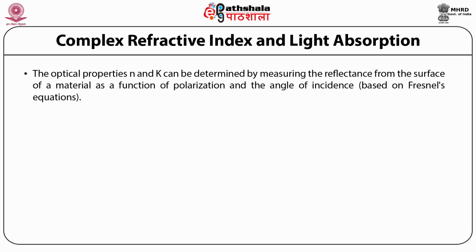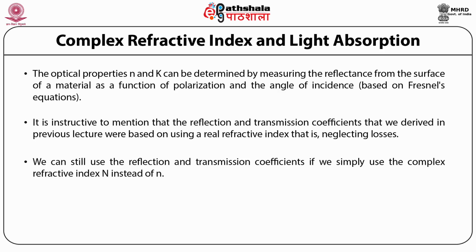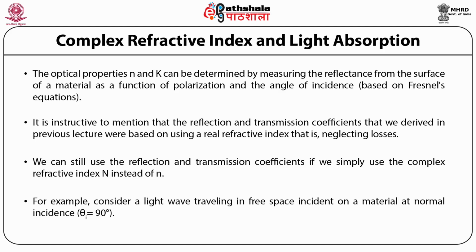The optical properties n and K can be determined by measuring the reflectance from the surface of a material as a function of polarization and the angle of incidence, based on Fresnel's equations. It is instructive to mention that the reflection and transmission coefficients that we derived in the previous lecture were based on using a real refractive index, that is, neglecting losses. We can still use the reflection and transmission coefficients if we simply use the complex refractive index N instead of small n. For example, consider a light wave traveling in free space incident on a material at normal incidence, theta equal to 90 degrees.